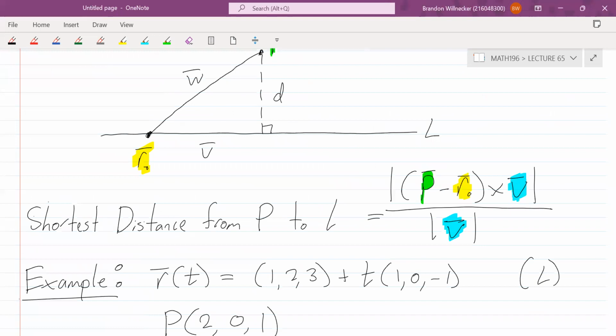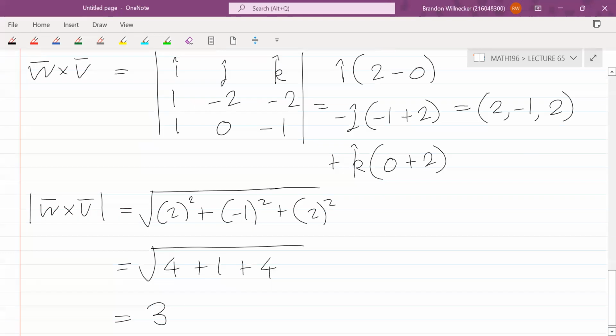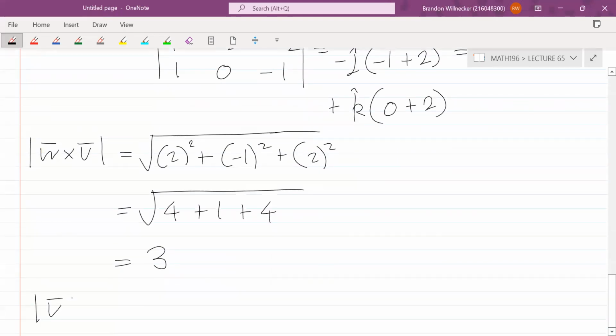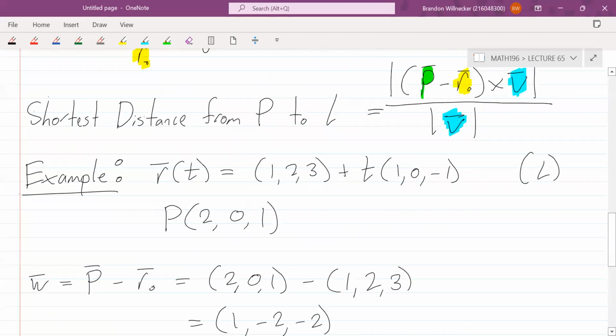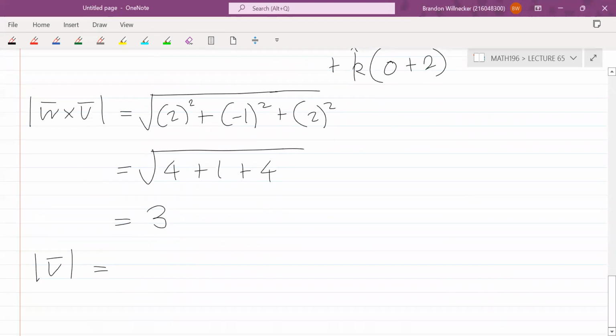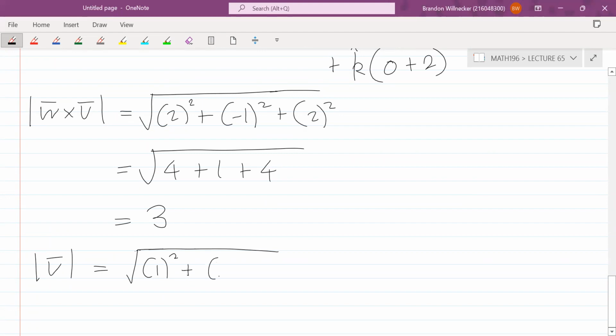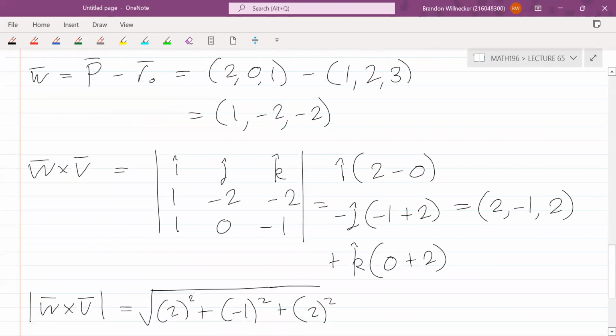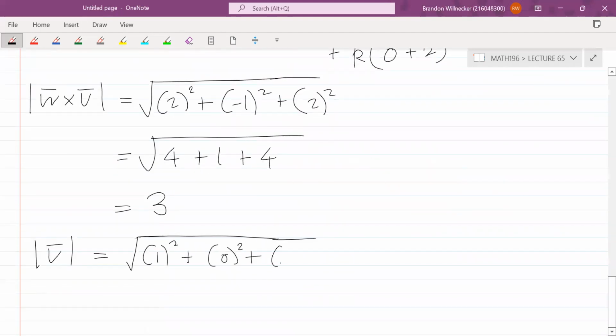Now we just need to find the denominator, which is the length of the V vector. So we can do that next. The length of V, what's that going to be? V was 1, 0, -1. So we can write this as the square root of 1 squared plus 0 squared plus -1 squared, remembering we're squaring that. So that's the square root of 1 plus 0 plus 1, which is root 2.